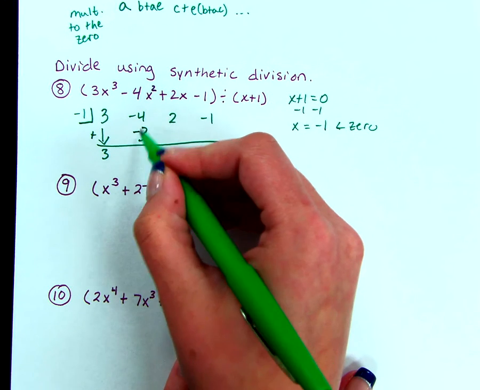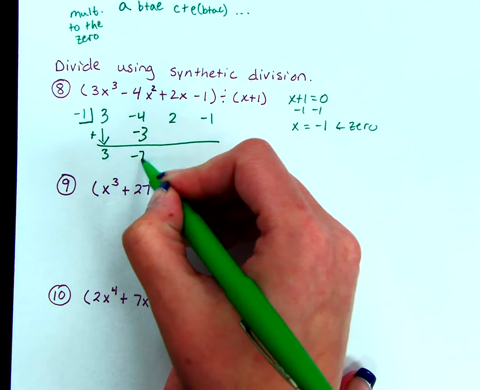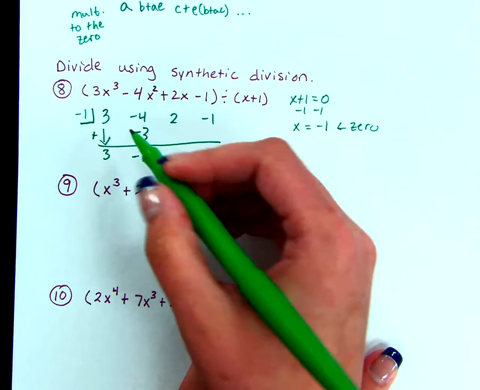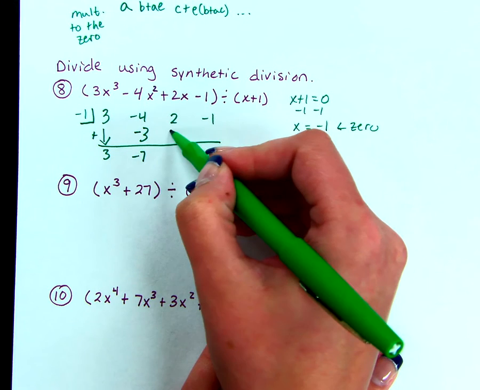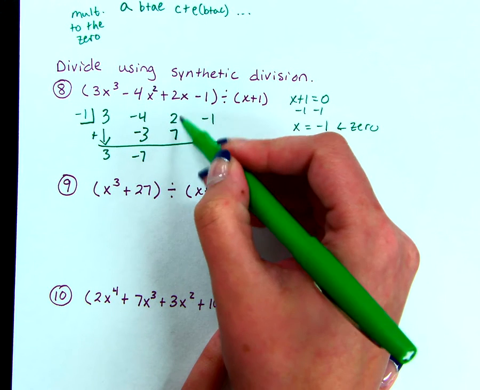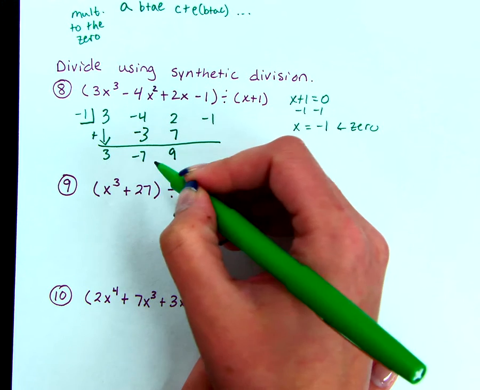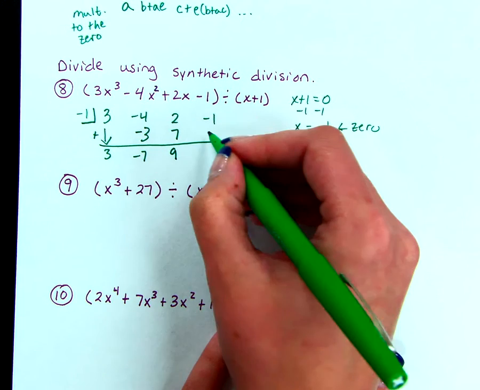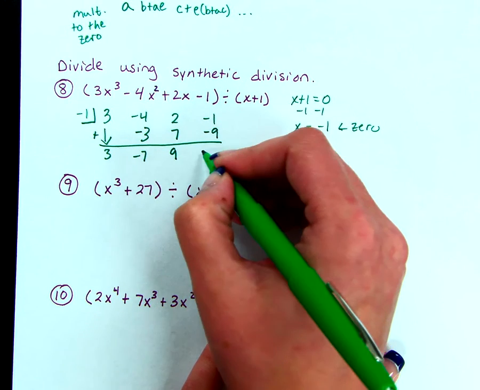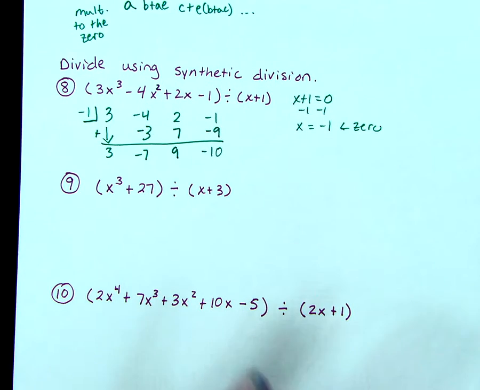In between we're adding, so negative 4 plus negative 3 is negative 7. Back to multiplying. Negative 7 times negative 1 is positive 7. Here we add. 2 plus 7 is 9. Back to multiplying. 9 times negative 1 is negative 9. And we add to get negative 10.